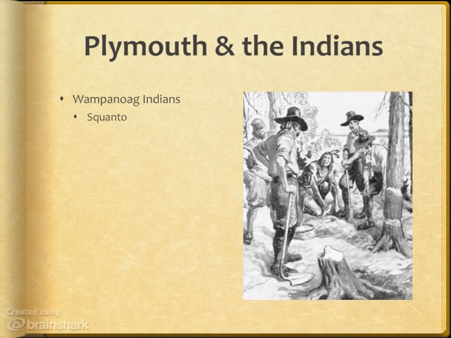Further good fortune greeted the Plymouth residents the following spring, when an Indian appeared out of the forest and spoke to them in English. His name was Squanto, and he would be key to the survival of the new colony.